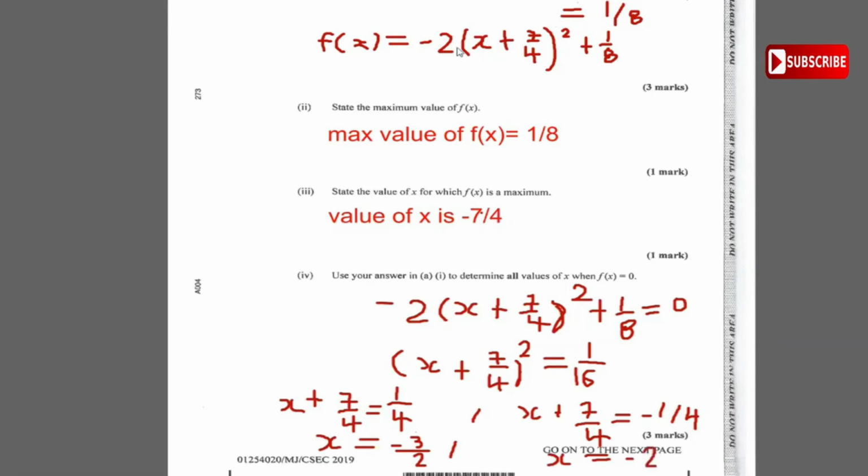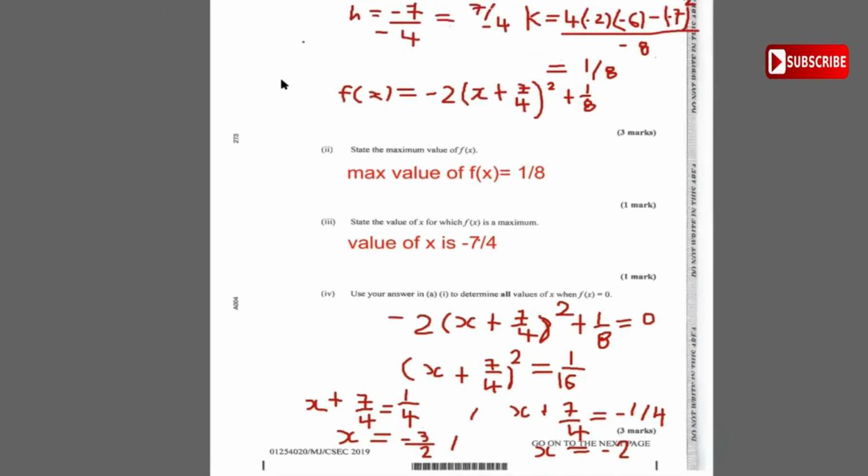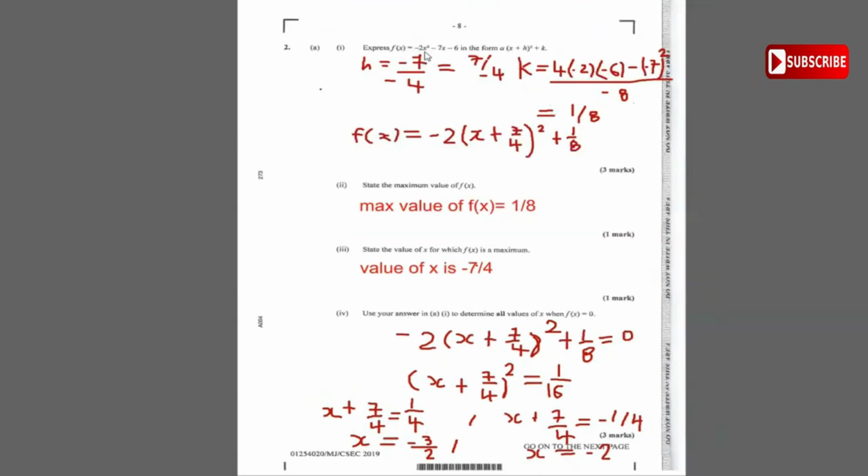You can always check your answer in the original question as well. Put negative 2 in here. Minus 2 times negative 2 cubed. Minus 7 times negative 2. Minus 6. You can check it and you should get it equal to 0. Yes, we got 0. So we're nice. So know that this is right.